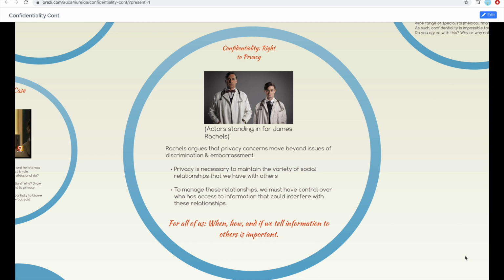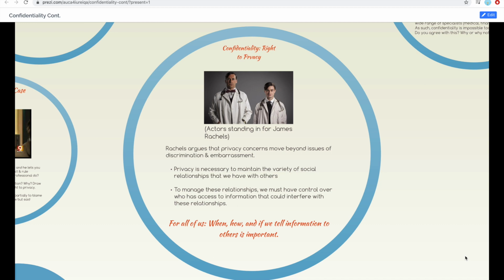And that's that privacy is necessary to maintain social relationships that we have with others. Being able to impart sensitive information to others in specific ways could help maintain these social relationships. So to manage these relationships, we need to have control over who has access to the information that could interfere with these relationships and how information is being imparted. So for all of us, when, how, and if we tell information to others is important. And again, this is connecting it to autonomy.